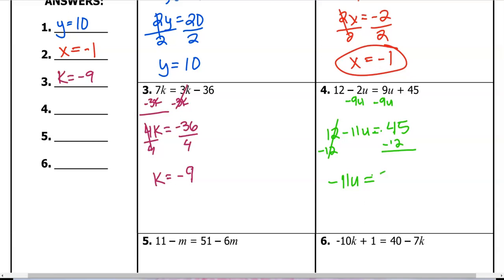No, positive. Yep. Maybe. Come on. There you go. And now? Divide by what? What do we divide? There you go. Divide by negative 11, and we get negative 3. Good.